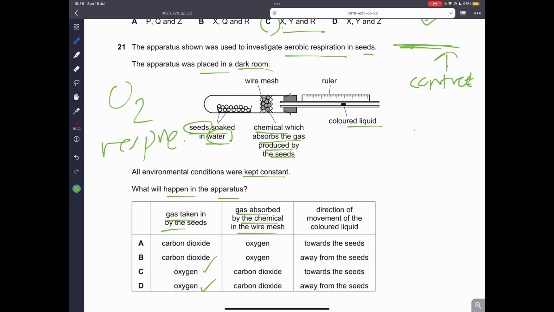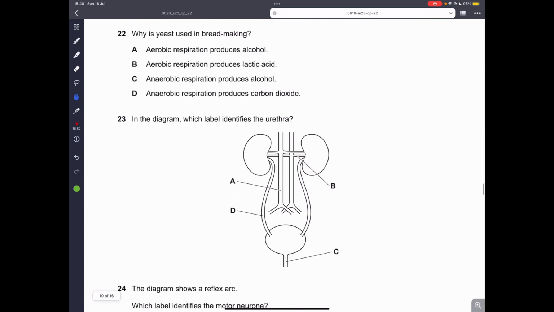And so this respiration will release water and carbon dioxide. And this carbon dioxide is the gas that will be absorbed by the chemical here. And then the colored liquid, as you see, I thought it's moving outwards. Sorry, it is actually moving inwards towards the seeds. So C is the correct answer.